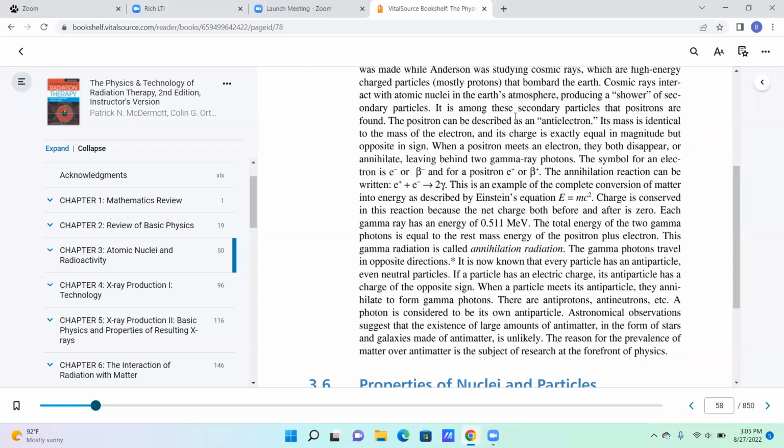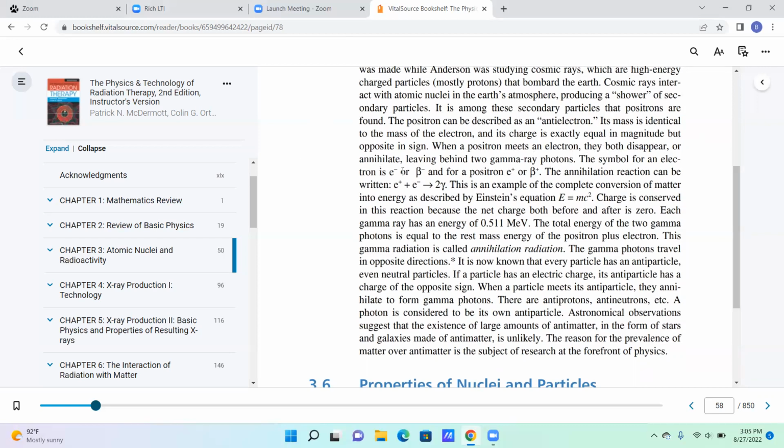The positron can be described as an anti-electron. Basically, it's around the same size as an electron, but it's just got a positive charge to it. Its mass is identical, and as I said here, the charge is exactly equal in magnitude, but opposite in sign. When a positron meets an electron, they both disappear and annihilate, leaving behind two gamma ray photons.